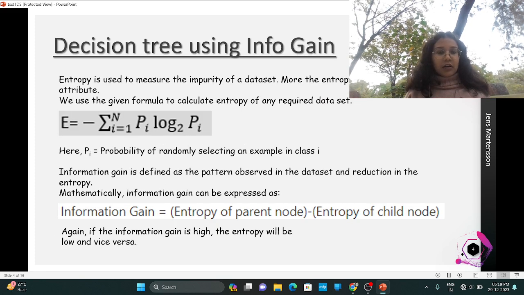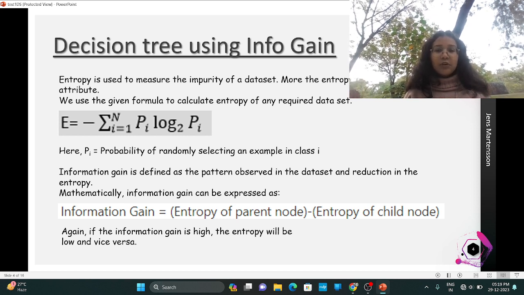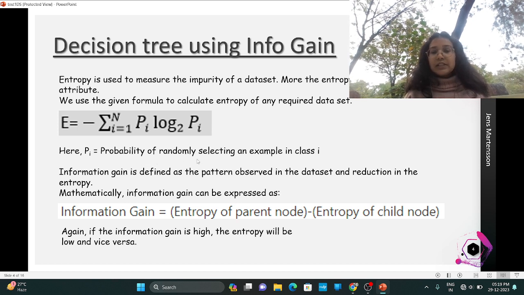Now, what is entropy? Entropy is used to measure the impurity of a data set. The more the entropy, the less pure the attribute will be. We use the given formula to calculate the entropy of any required data. So this is the formula. Here, pi equals the probability of a randomly selected example being in class i.